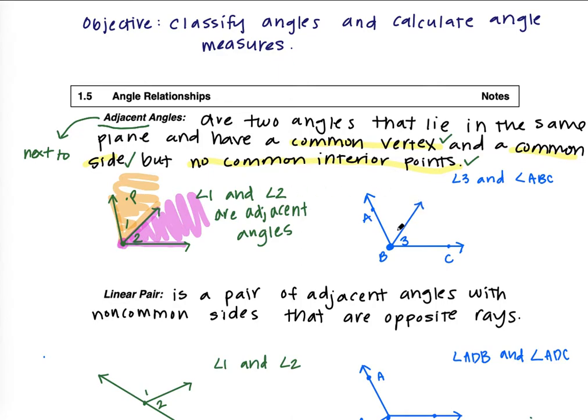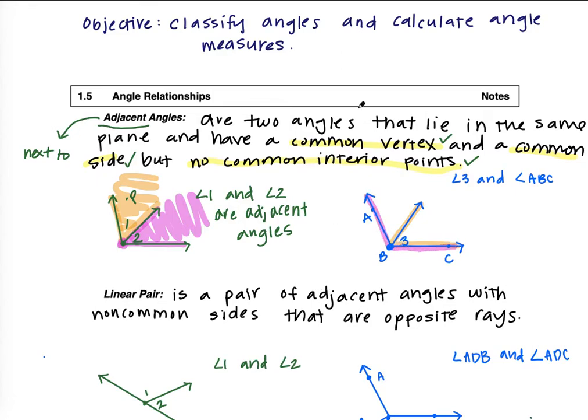Okay. Now let's look at this blue example over here. For the blue one, we're looking at angle 3 and angle ABC. So I'm going to highlight again. Angle 3 is this one, right? That's angle 3. And angle ABC is this pink one, ABC.